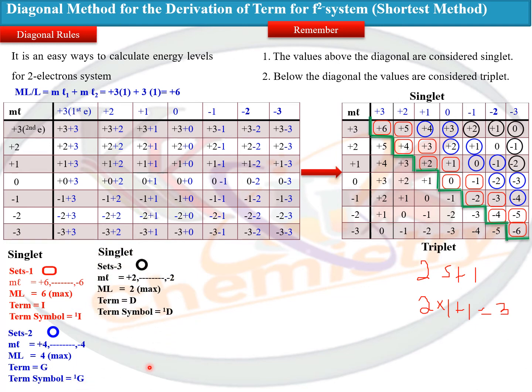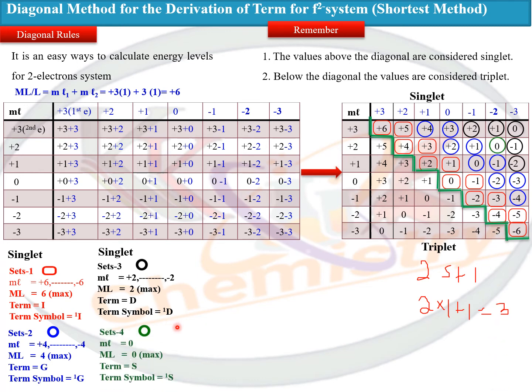Next one is set 3. Here the maximum ML value is 2, which means the small ml values will be plus 2 up to minus 2, meaning plus 2, plus 1, 0, minus 1 and minus 2. You know that when the ML value is 2, the term will be D. And this plus 2 up to minus 2 exists above the diagonal, so the spin multiplicity will be singlet and the total term symbol will be singlet D.